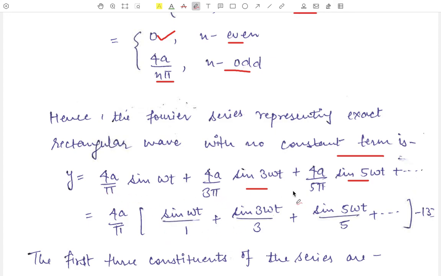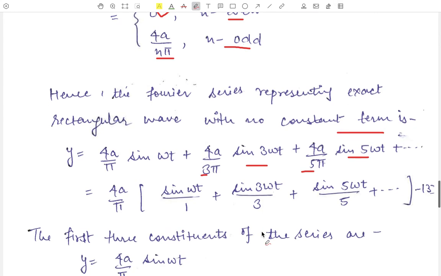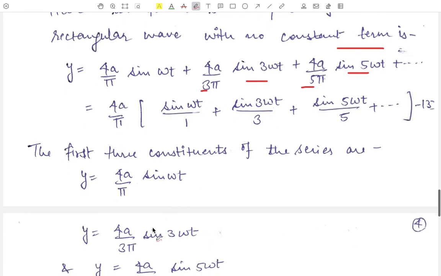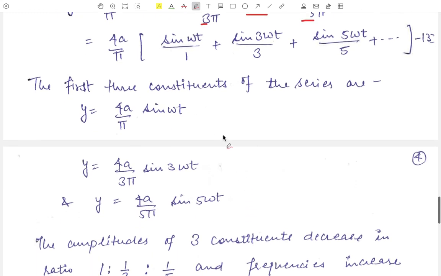Take out this 4a upon pi constant from all the terms. Here we have 4a upon pi common, in the bracket sin omega t upon 1 plus sin 3 omega t upon 3 plus sin 5 omega t upon 5 and so on. So this is the Fourier series for the rectangular wave. Here we have no constant term. The first three constituents of the series are, first one is sin omega t into 4a upon pi, second is sin 3 omega t upon 3 into 4a upon pi, and the third one is sin 5 omega t into 4a upon 5 pi. These are the first three constituents of the series.